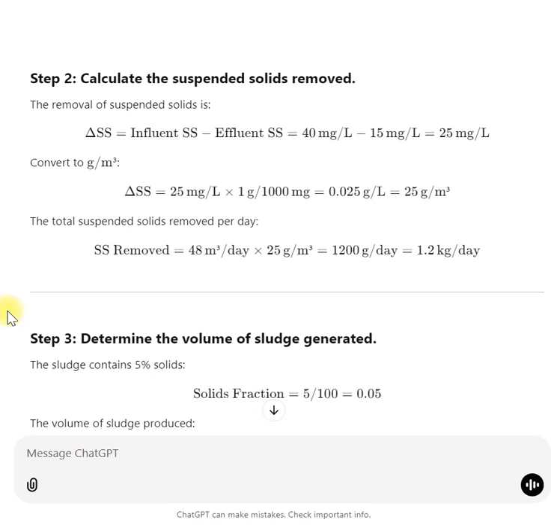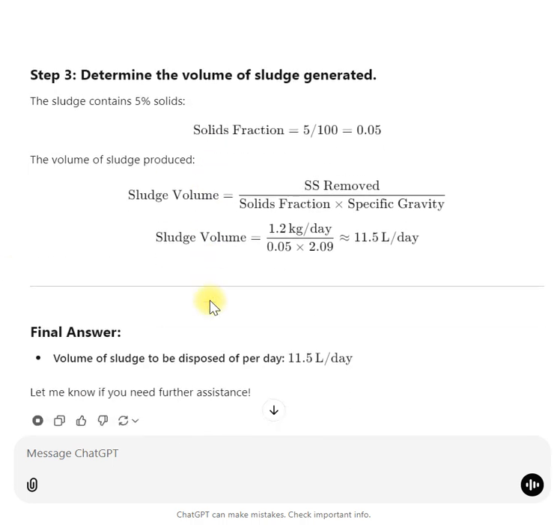The removal of suspended solids is influent SS minus effluent SS, equals 40 milligrams per liter minus 15 milligrams per liter, equals 25 milligrams per liter. Convert to grams per liter: 25 milligrams times 1 gram per 1,000 milligrams equals 0.025 grams per liter. The total suspended solids removed per day: SS removed equals 48 ML per day times 25 mg/L, equals 1,200 kilograms per day.